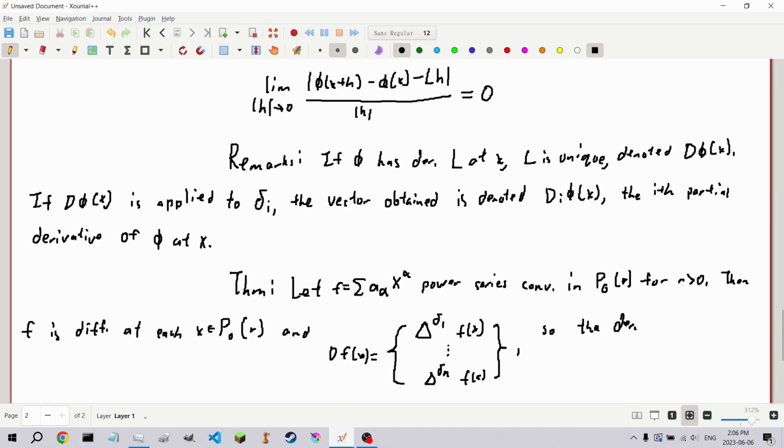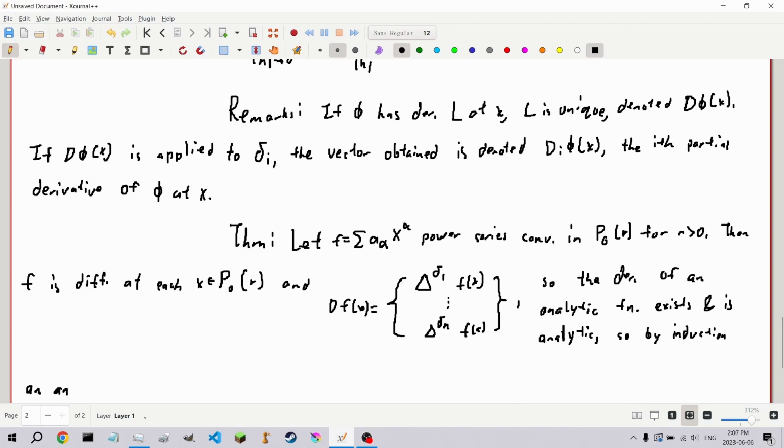And the derivative of an analytic function, I'm just going to write it like this. Function exists and is analytic, so by induction an analytic function is infinitely differentiable. And the proof is pretty immediate.